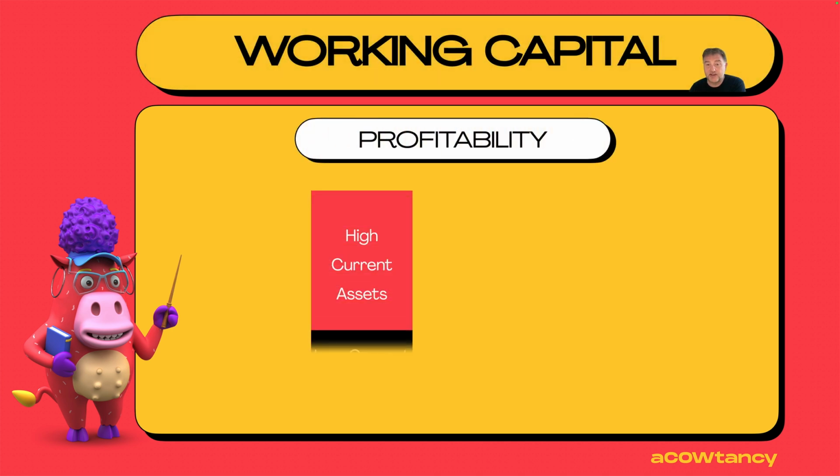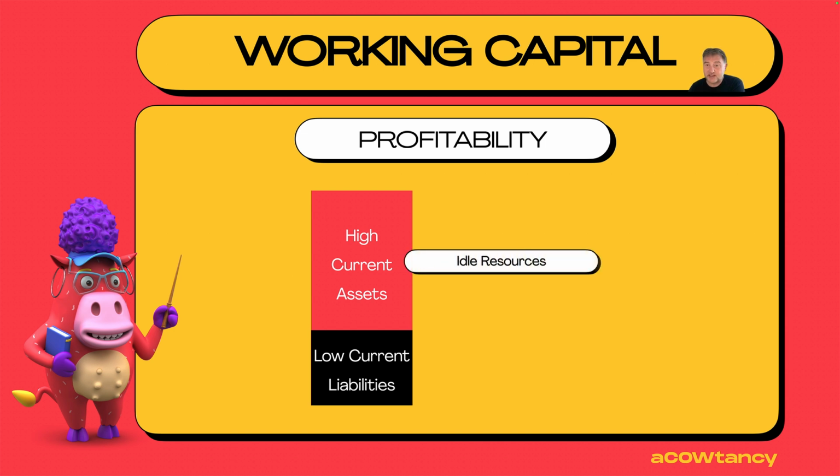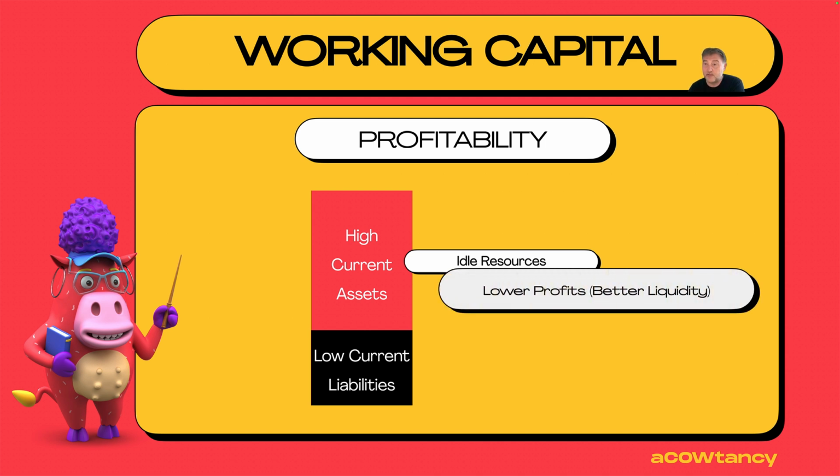Profitability, I want you to consider this. If you've got lots of debtors, lots of cash you're hanging on to it, what will your profitability be? This is the key thing to understand here. Having lots of cash and lots of debtors means they're idle. And what I mean by idle is they're not being invested. Good for liquidity, but bad for profits.